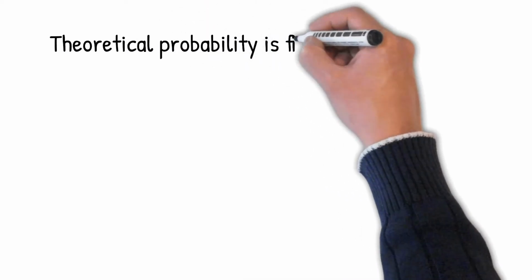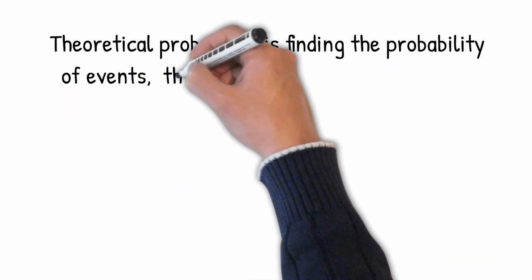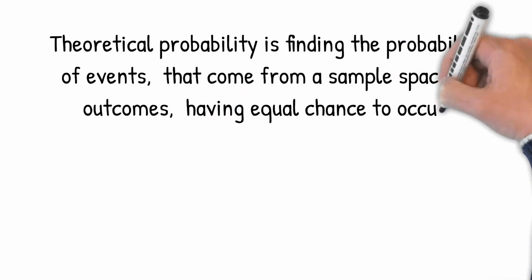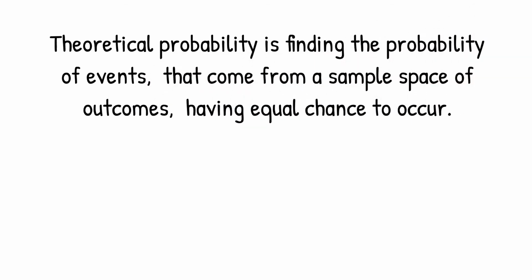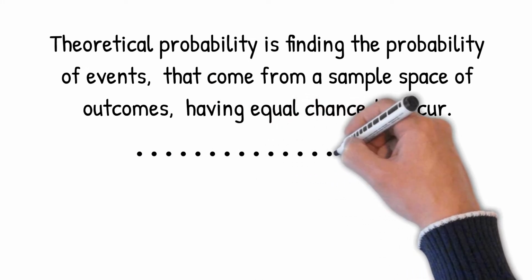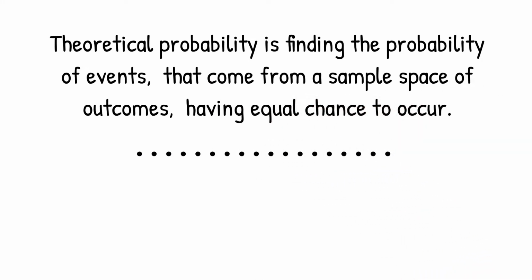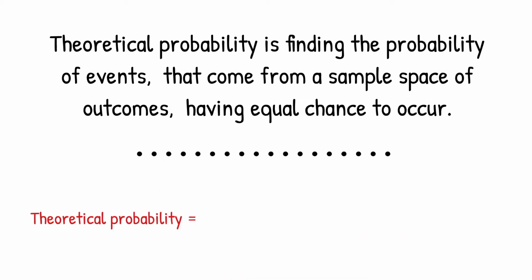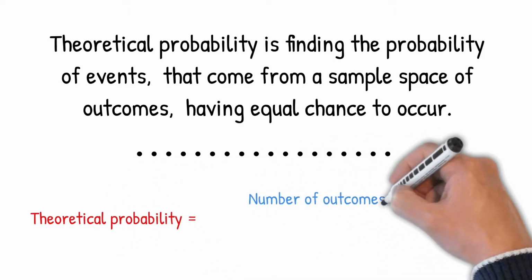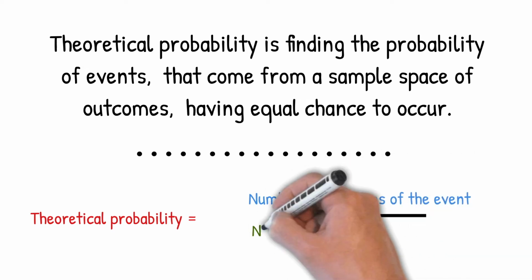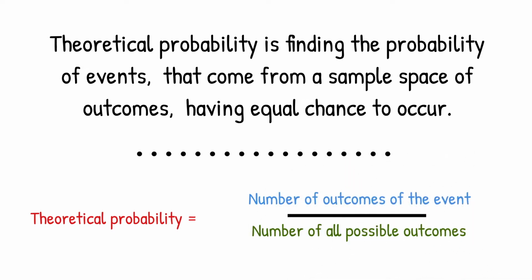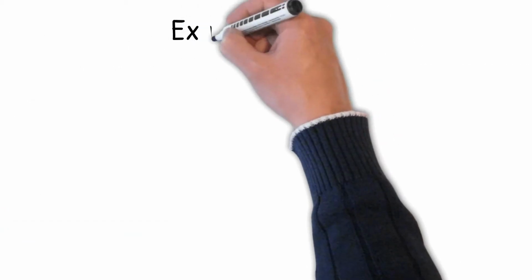Theoretical probability is finding the probability of events that come from a sample space of outcomes having equal chance to occur. How to calculate theoretical probability? Theoretical probability equals the number of outcomes of the event over the number of all possible outcomes. Let's take an example to understand it more.